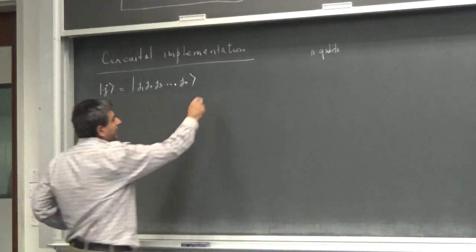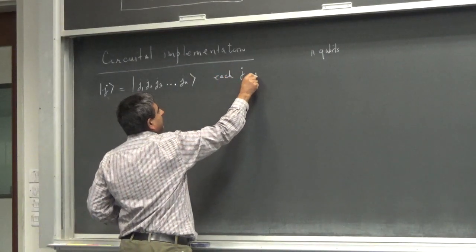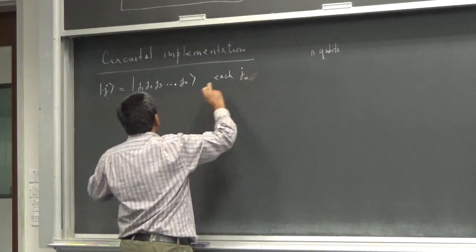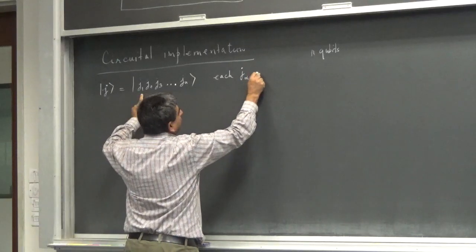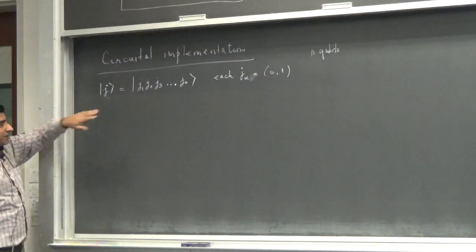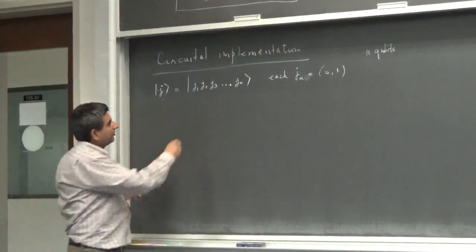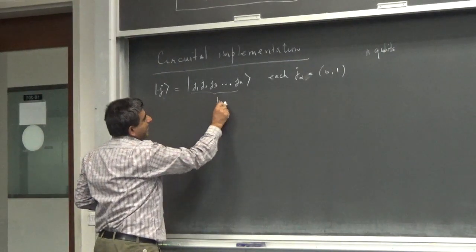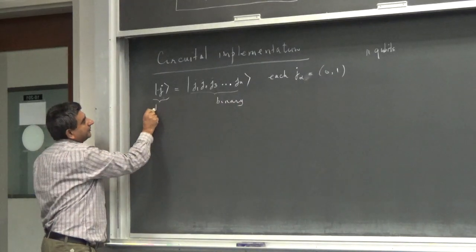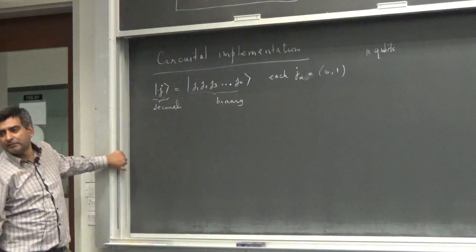where each j with alpha, which could be anything, say some number from 1 to n, could be 0 or 1, correct? So I'm just using this notation here. So this ket j can be represented in binary form like this. It could be represented in decimal form like this. Correct?